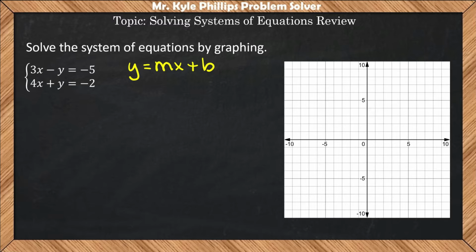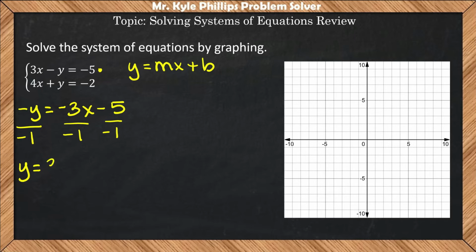So we'll start with this top equation here, and I'll try to get the y by itself. So I'll start by moving this 3x over here with the negative 5. So that's going to give me negative y equals negative 3x minus 5. Now, notice right here, we want y by itself. Here we have a negative y. So what we're going to do is divide everything by negative 1. And now what we have is y equals positive 3x plus 5.